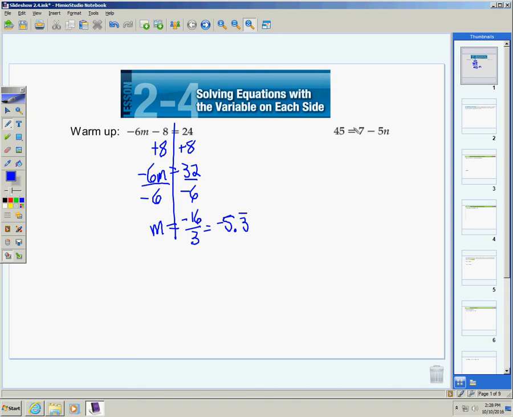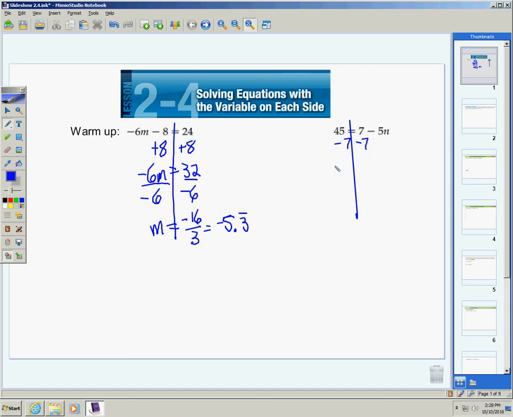Over here, remember this is just the pizza concept. What would I do first? If I plugged in a number, I would multiply by 5, and then I would subtract it from 7. So obviously the first thing I need to get rid of is the last thing I did, which is the 7, so I'm going to subtract 7 from each side.